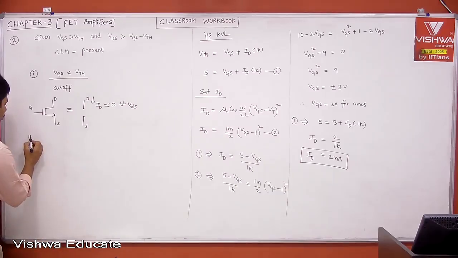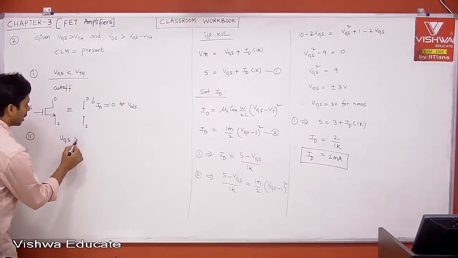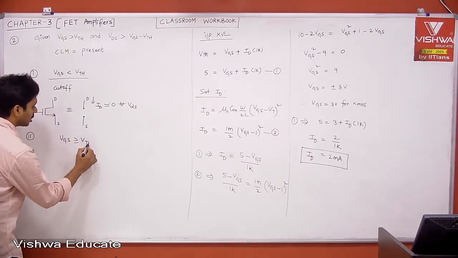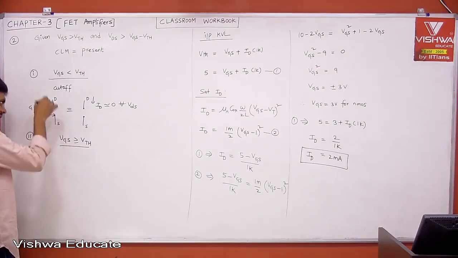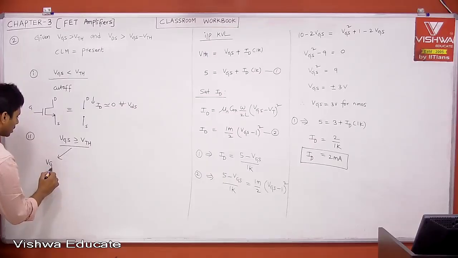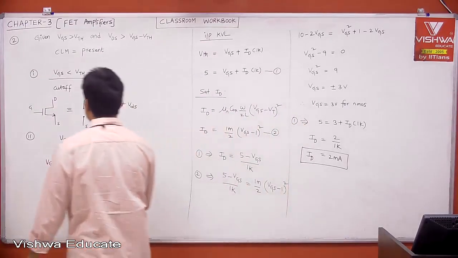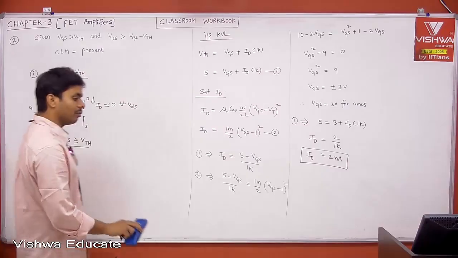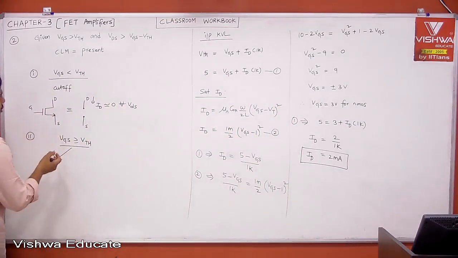Case 2, right? When VGS is greater than or equal to VTH, now channel is formed. Therefore, between drain and source there is a channel. Then you apply VDS, you get the current. But now that depends on VDS. See, I am repeating the same thing again and again. What is the reason? You will remember it. With respect to problem, we will remember.